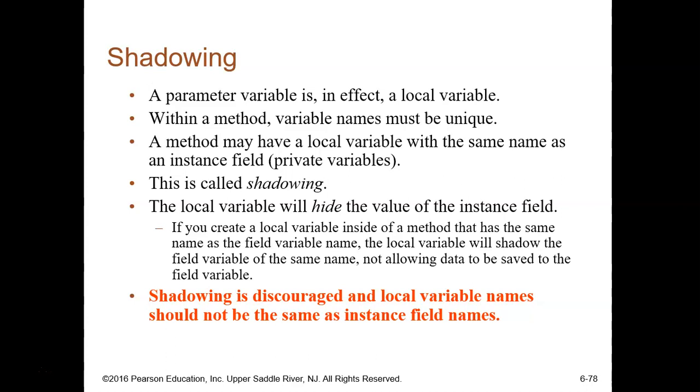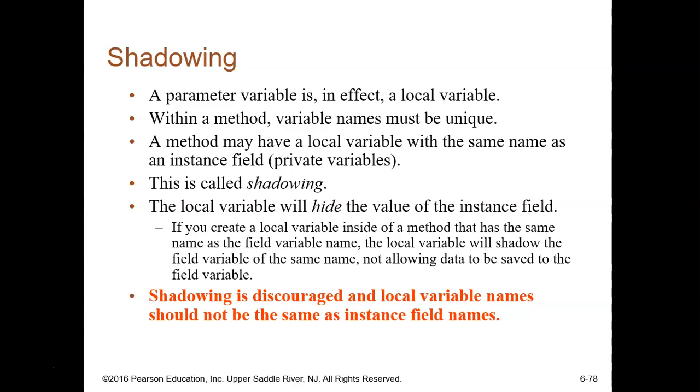So that's why we don't do it. But you could do it. Java will accept that. And if you do it, this is called shadowing. Now, what shadowing does is if you assign a value to that variable that you created in your method, it will assign it to that local variable in the parameter. It will not assign that value to the private instance variable.